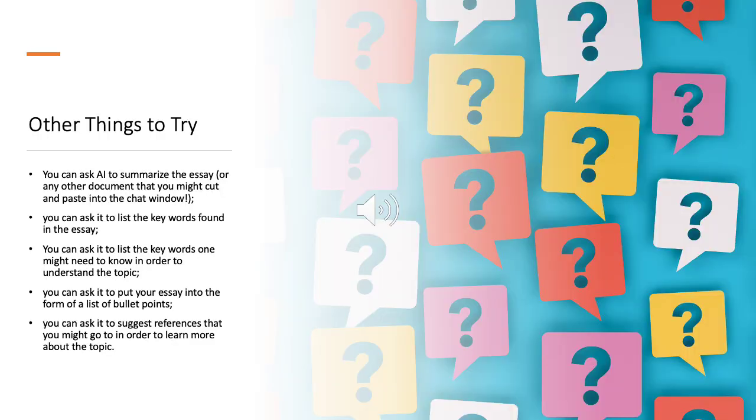Some other things to try. You can ask AI to summarize the essay or any other document that you might cut and paste into the chat window. You can ask it to list the keywords found in the essay. You can ask it to list the keywords one might need to know in order to understand the topic at hand. You can ask it to put your essay into the form of a list of bullet points. You can ask it to suggest references that you might go to in order to learn more about the topic. And these are just a few of the possibilities.